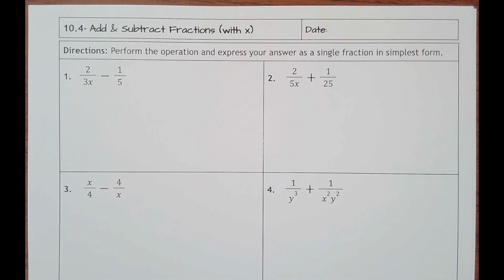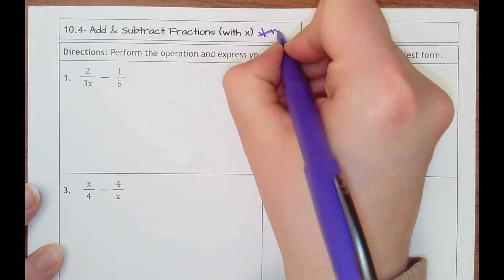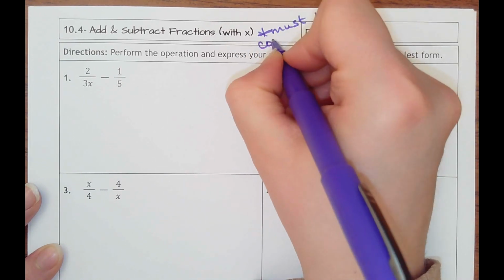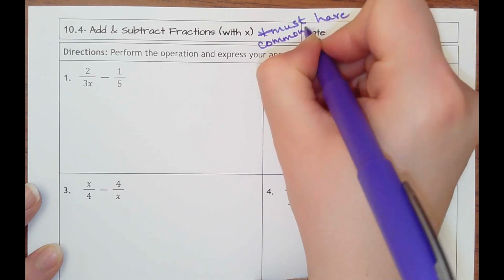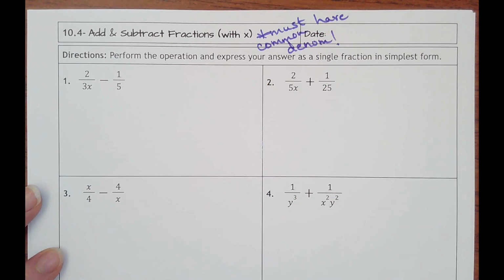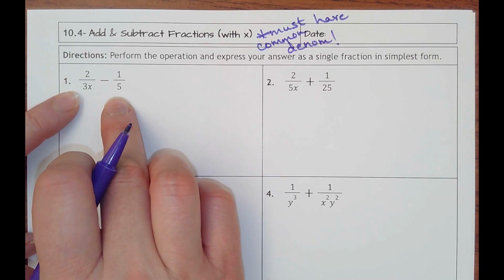10.4, add and subtract fractions with x. Directions say to perform the operation, express your answers as a single fraction in simplest form. When you're adding and subtracting fractions, you must have common denominators. You must, okay? So number one, I obviously don't have the same bottom numbers.